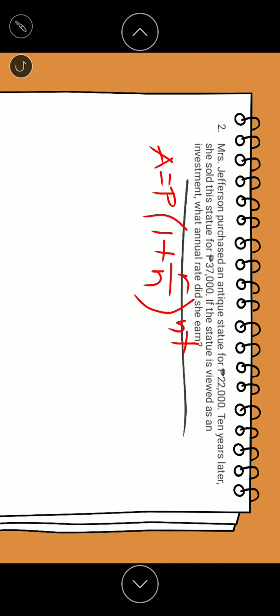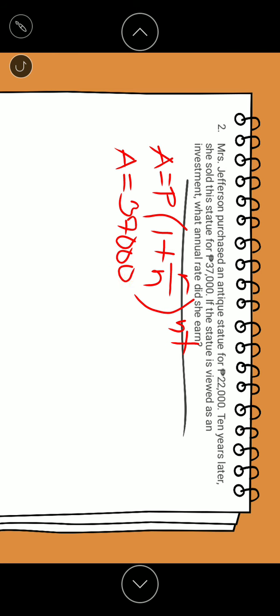Identify and write down the given facts or values seen in the problem. So, the value of our letter A or the future value is the 37,000 pesos, since it is stated there that 10 years later she sold the statue for 37,000 pesos. So, ibig sabihin, ang future value is 37,000 pesos. So, we put A equals 37,000 pesos.